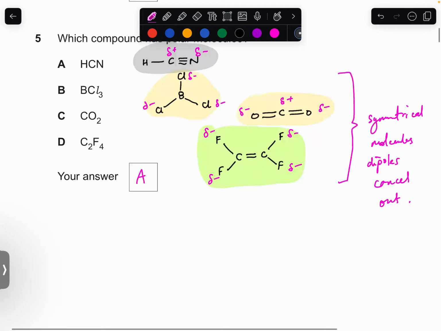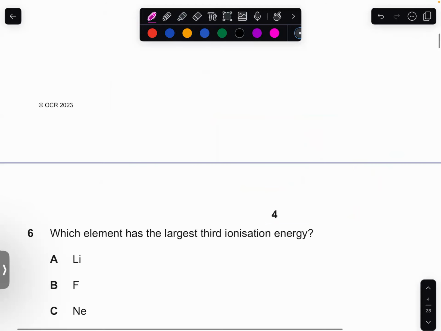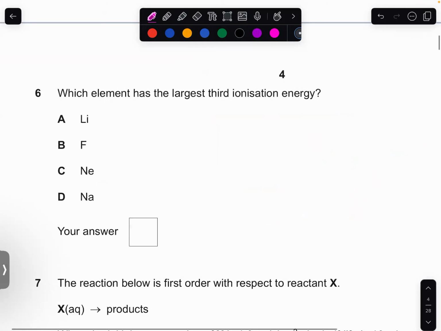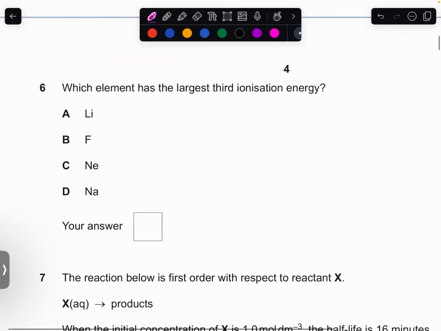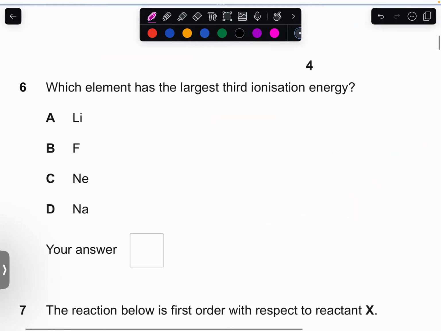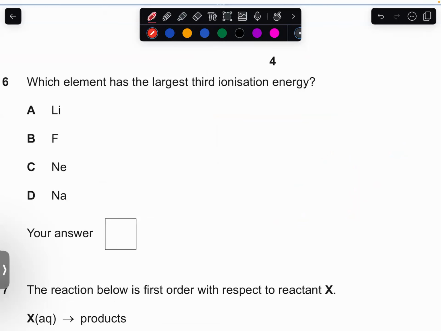Moving on. Which element has the largest third ionization energy? A question like this, it helps if we just map them out. Lithium is here, sodium is underneath it. Fluorine is in the same period as lithium. Neon is next to fluorine. Yeah, that's four of them.